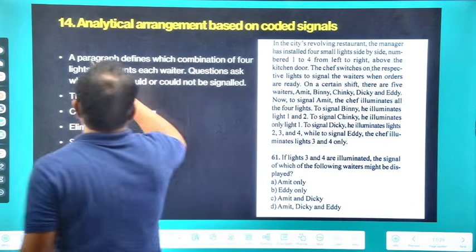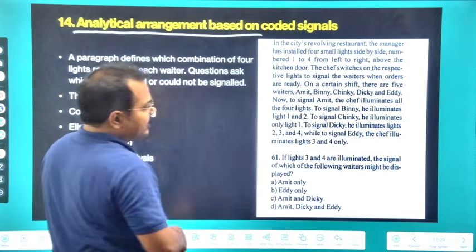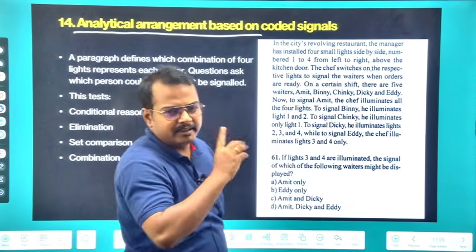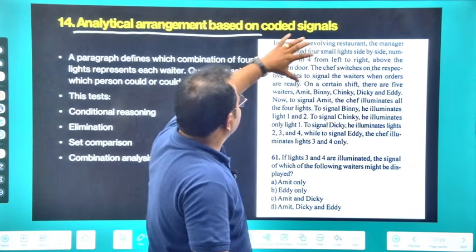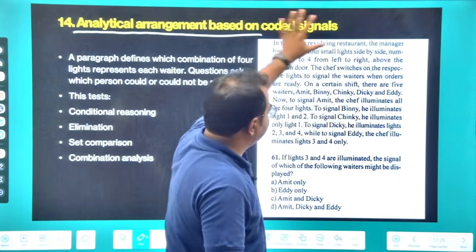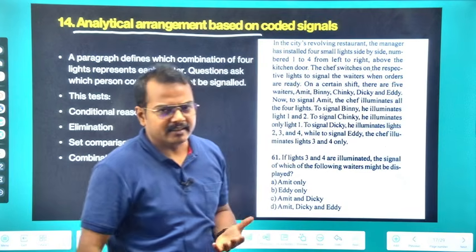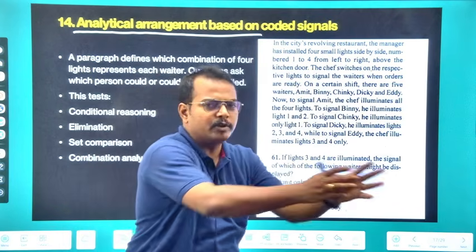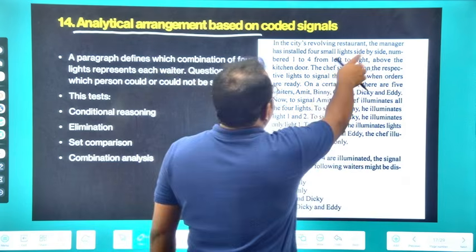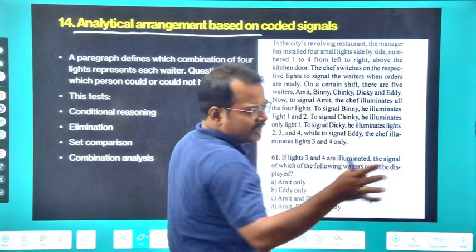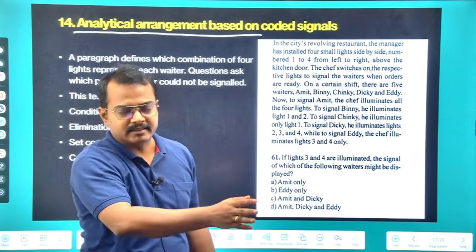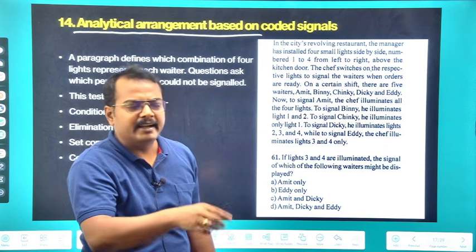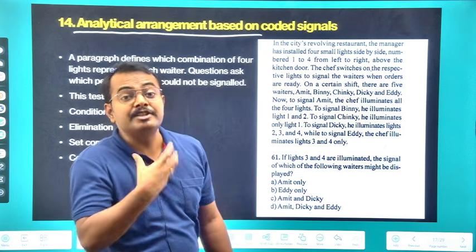Then you have analytical arrangement based on coded signals. Now again there is a unique question coming in the MPSC exam, because in this whole paragraph they have written some kind of coded signals, that this particular thing is coded like this. For example, see here, this is a question related to a restaurant and manager, who has given different codes to different waiters, and when he presses one light, it should indicate which waiter.